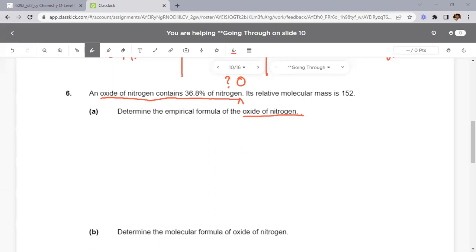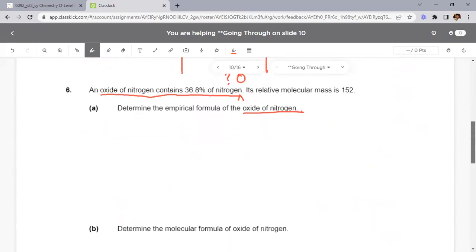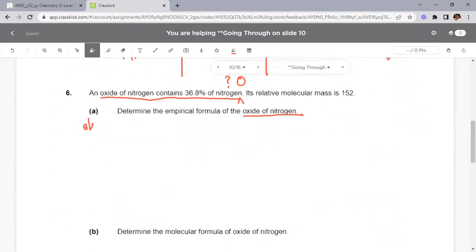Okay, so let's carry on just to make sure that you all got the correct things. First part, let's go through to draw the table again. I've got element: nitrogen and oxygen. This time around, it's not mass, it's the percentage mass. Nitrogen, I know, is 36.8. Oxygen will be the rest, 100 minus 36.8, so this will be 63.2.